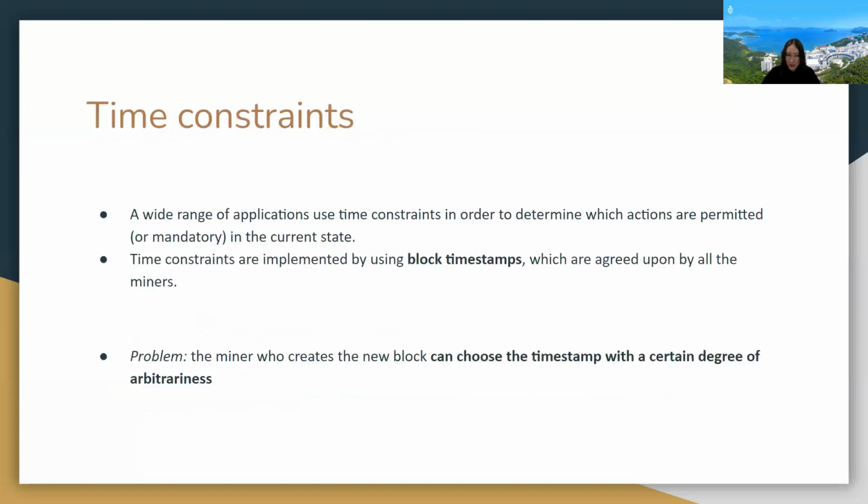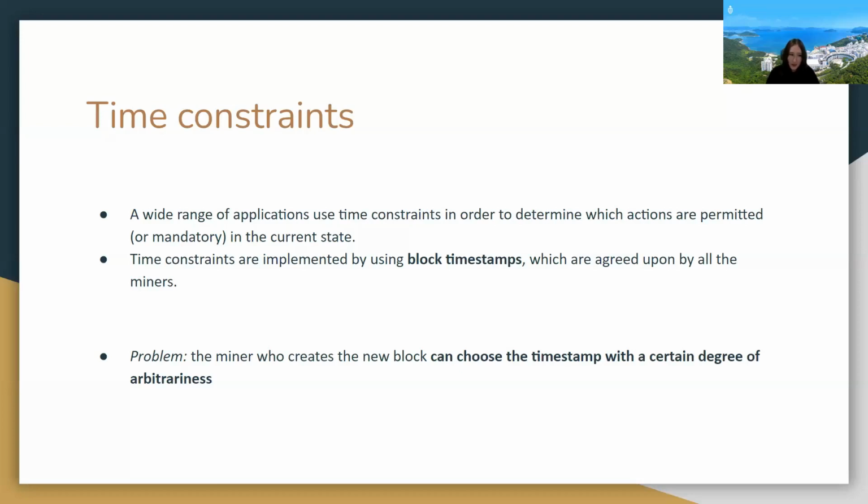Another vulnerability is time constraint. So a lot of applications use time constraints, and usually they're implemented using block timestamps. And the miner who creates the new block can choose actually the timestamp with a certain degree of arbitrariness. It means that the range at which the miner can choose the block timestamp differs by around a few seconds, and the miner can choose within this range.